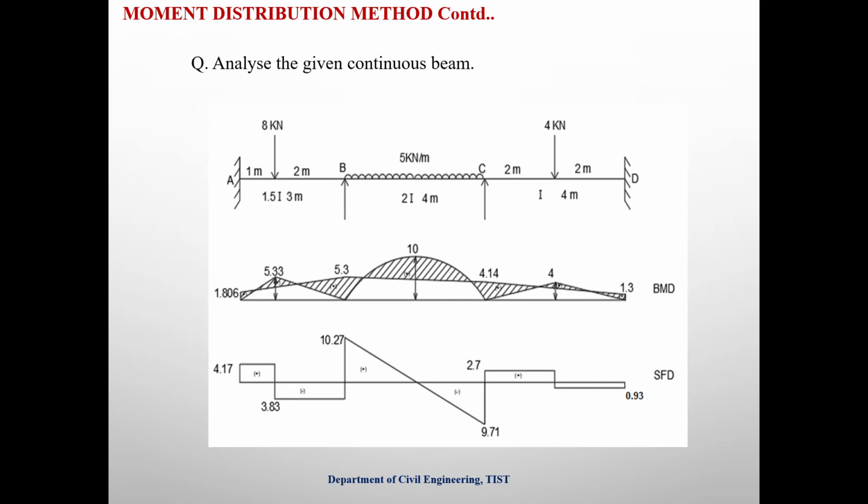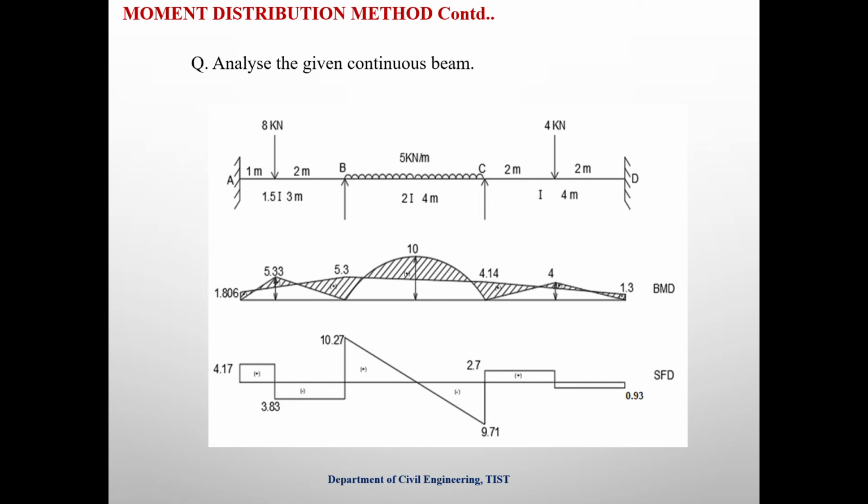Then analyze the given continuous beam. We are considering A, B, C and D. At the first step, we have to find the fixed end moments: M bar AB and M bar BA, M bar BC and M bar CB, M bar CD and M bar DC. After that, find the distribution factor.